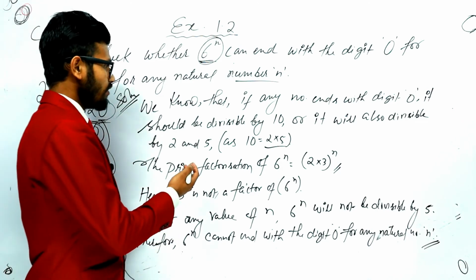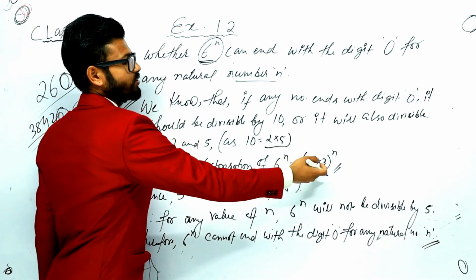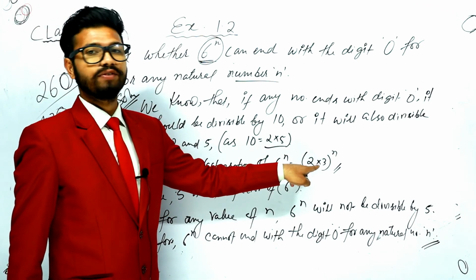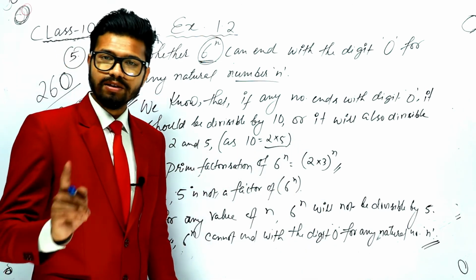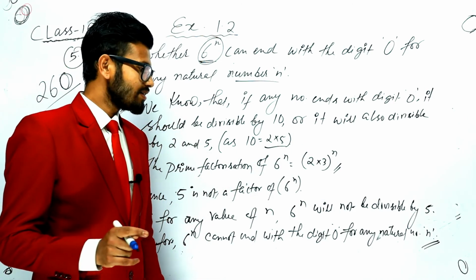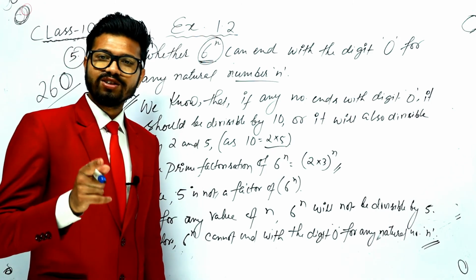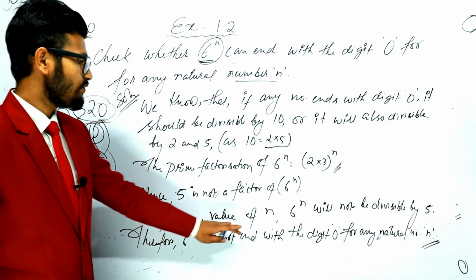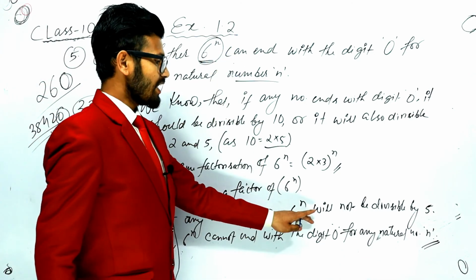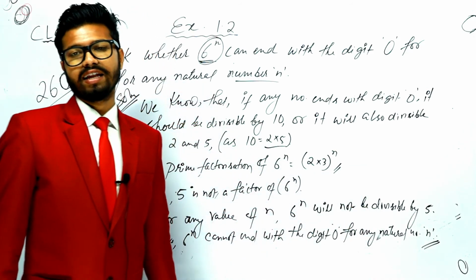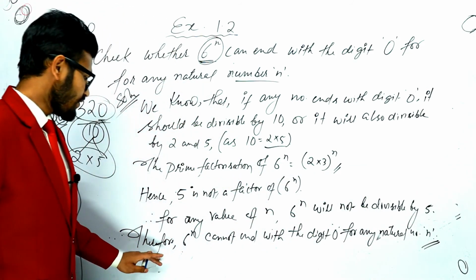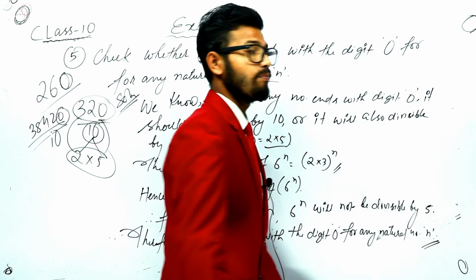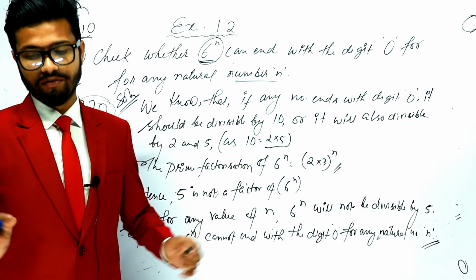Then we found that the prime factorization of 6 power n is 2 into 3 power n. Hence 5 is not a factor of 6 power n. We cannot see 5 here; 5 is missing from the factors. If 5 is missing from the factors, the number is not divisible by 10, and if the number is not divisible by 10, it cannot end with digit 0. Therefore, for any value of n, 6 power n will not be divisible by 5, and so 6 power n cannot end with the digit 0 for any natural number n. This is the final conclusion statement that we have put over here. I hope it is very clear to everyone. Thank you.